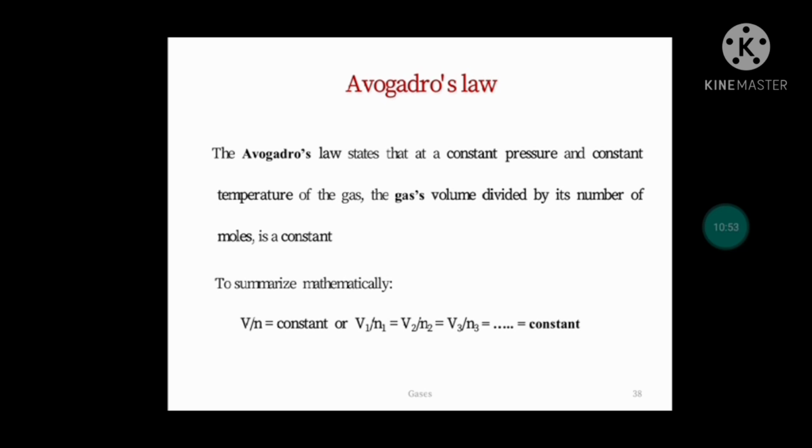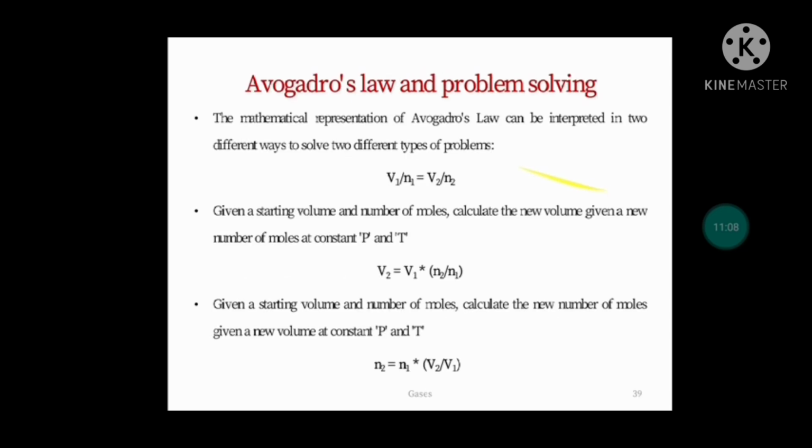So at constant pressure and constant temperature, gas volume is divided by its number of moles. So we have the expression V upon n is equal to constant. So we can write V1 upon n1 is equal to V2 upon n2 is constant. Now we have a problem based on Avogadro's law, where we can just interchange these expressions and find anything like V1, n1, or V2, n2.